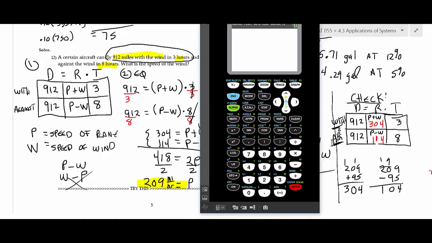304 times 3 is 912. Whoa, I did the wrong thing. 304 times 3 is 912. That works. And then I do the second one, 114 times 8 is also 912. So I'm right. Does that make sense? They're all checkable. Everything that you do here is checkable and verifiable. Any questions?